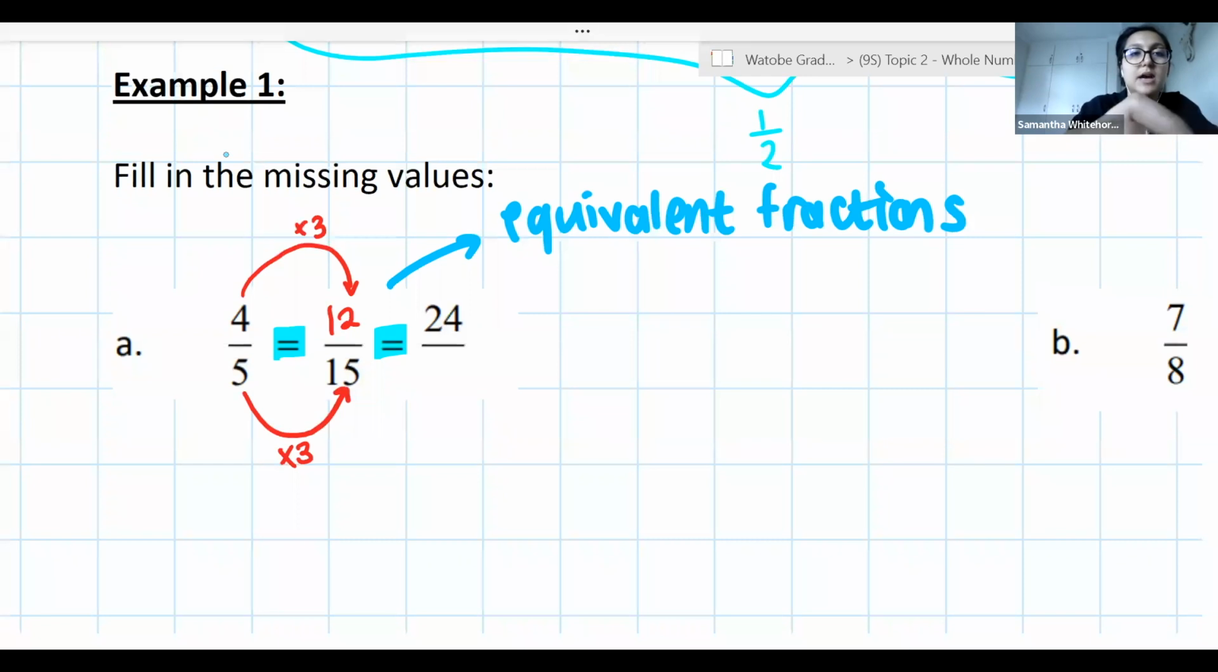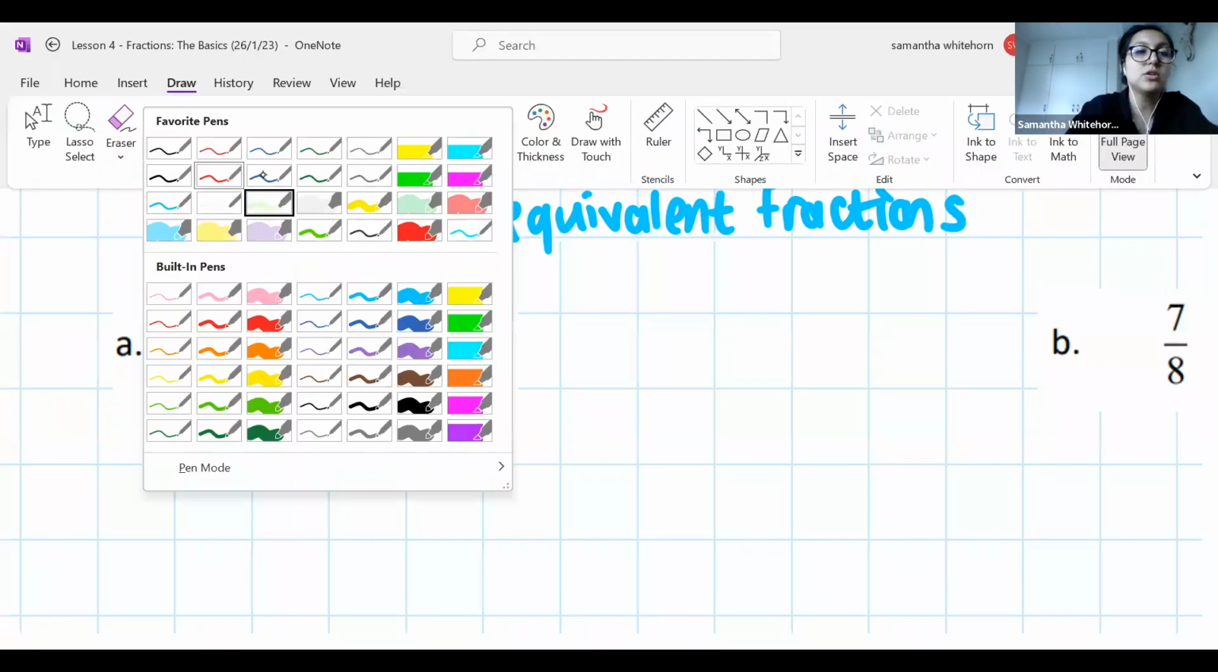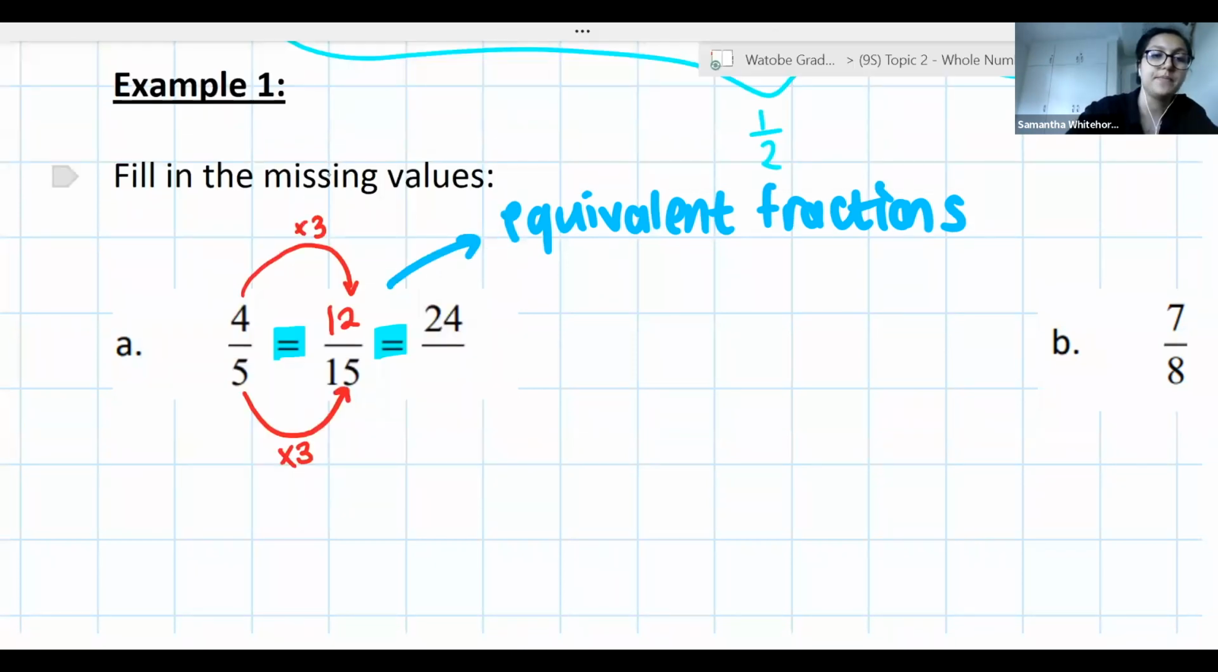And the same thing can now happen with the third fraction. Now, you can compare this to either the first fraction or the second fraction. It doesn't matter. If we compare to the first one, I know that I need to multiply 4 by 6 in order to get 24. And so I must do the same thing with 5.